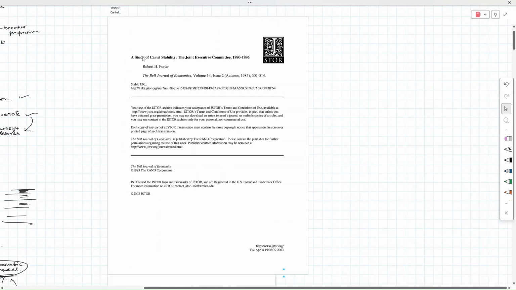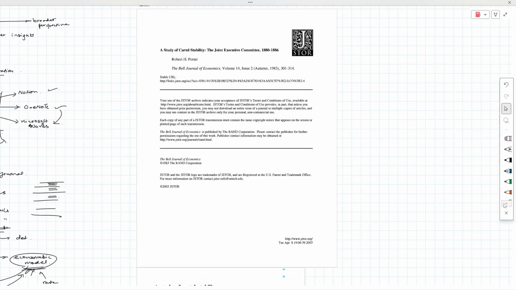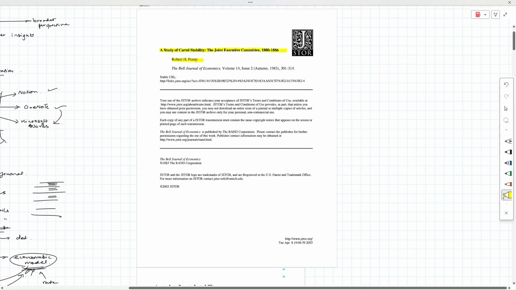So you can see it's a study of cartel stability, the Joint Executive Committee 1880 to 1886, Robert H. Porter, the Bell Journal of Economics. So it does give you the main ideas of the paper. So this is the title of the paper, this is the author, this is the journal, and you have this as the year.